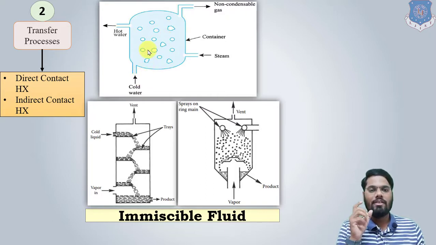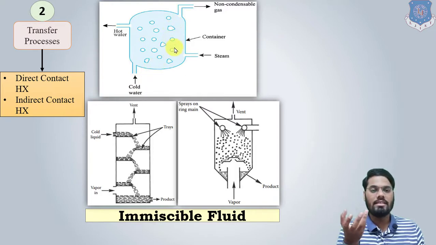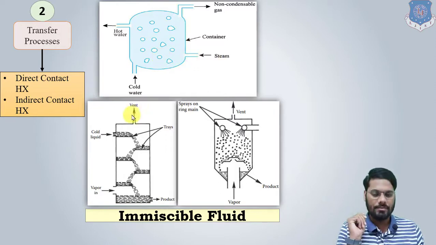So after receiving heat from the steam, the temperature of the cold water is going to rise. So at the outlet it would be hot water, and the steam is going to be condensed by this cold water. Whatever gas is generated is going to come out from this passage. So heat transfer takes place in this container. The hot fluid and cold fluid both are in contact with each other. So this is a direct contact type heat exchanger.